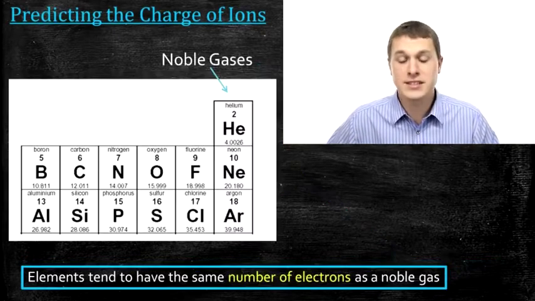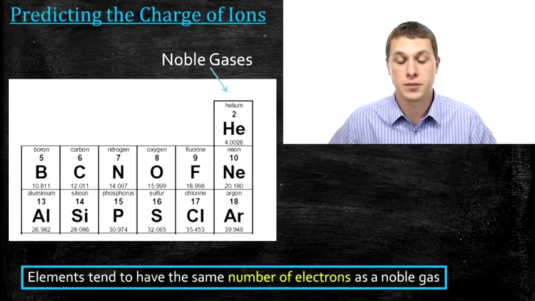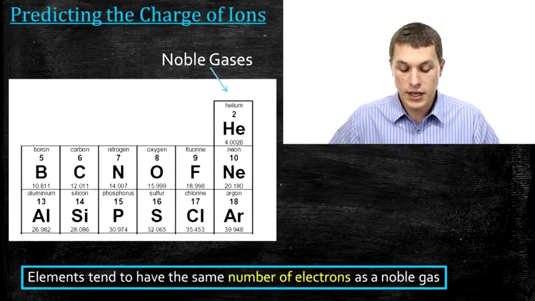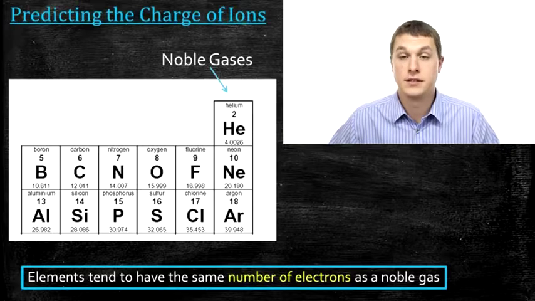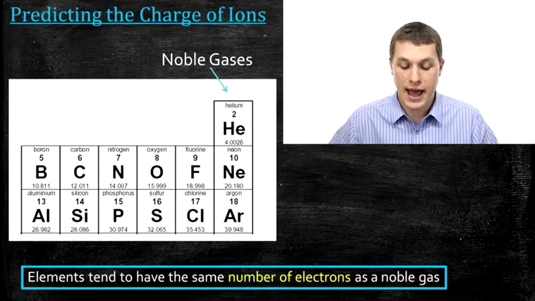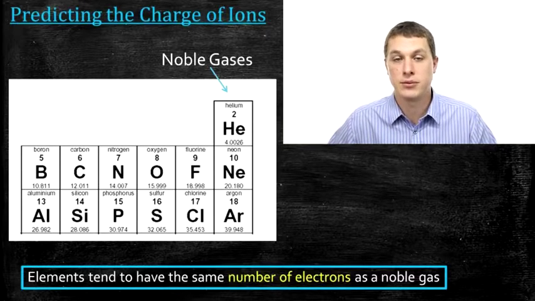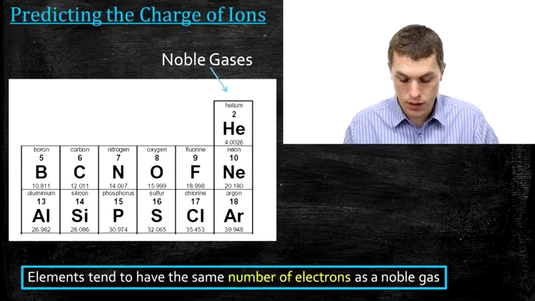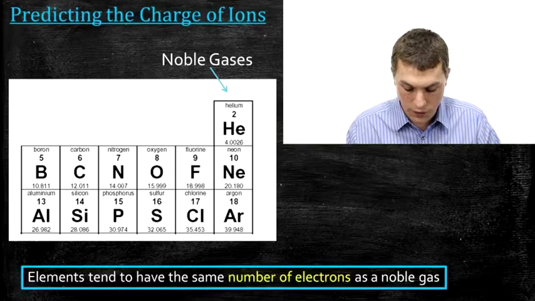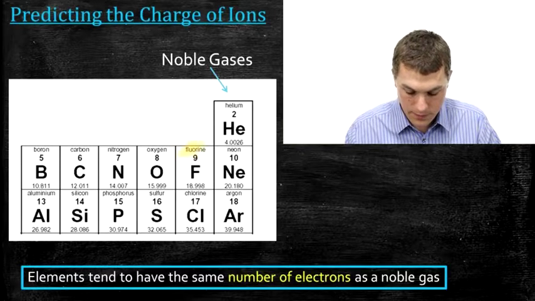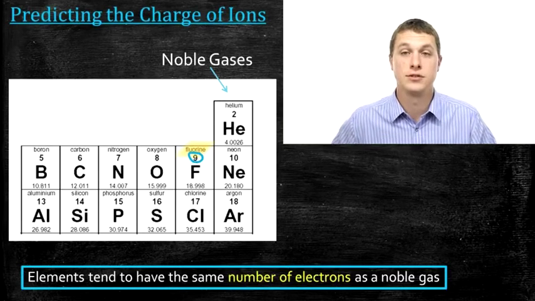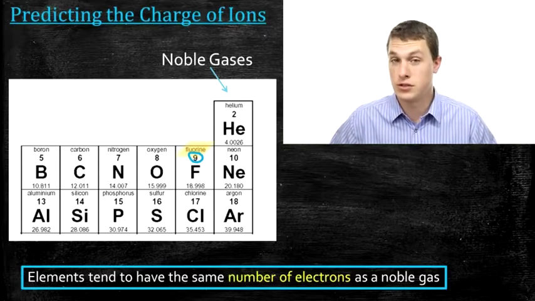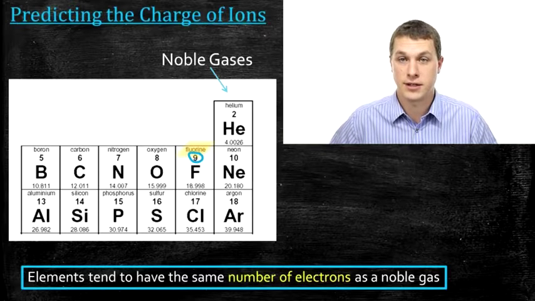So let's take a closer look at a small section of the periodic table. Here we once again have the noble gases marked. And let's think about what's going to happen if the elements that we see here gain electrons to look like a noble gas. So if we zoom in here on fluorine, fluorine has 9 protons and 9 electrons in the neutral atom. So if you just find fluorine and it's neutral, it'll have 9 protons and 9 electrons.